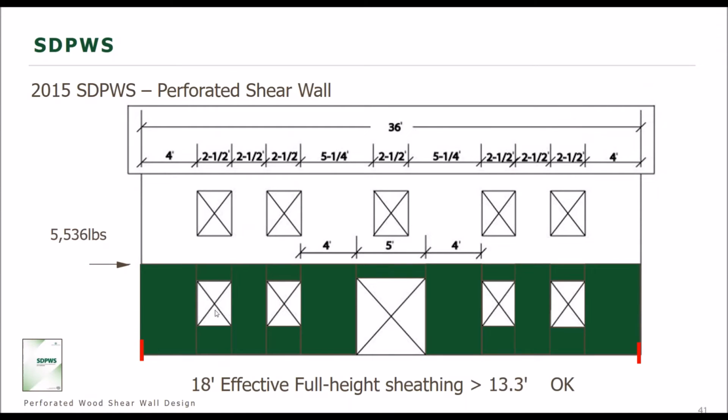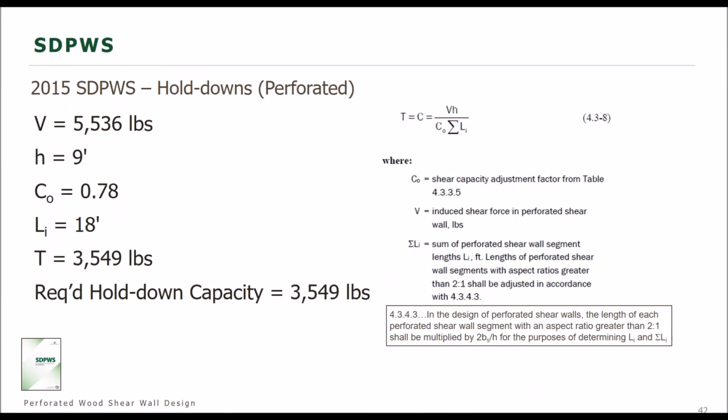So this is an illustration of what your diagram would look like. You have a fully sheathed wall, and you only have hold downs at the ends. So that's the trade-off with the perforated design method, is that you move your hold downs to the ends, and you have to sheathe the entire wall. Now about those hold downs. In the WFCM, I mentioned that the hold downs were sized based on the capacity of that first shear wall panel. In SPDWS, we have a different approach.